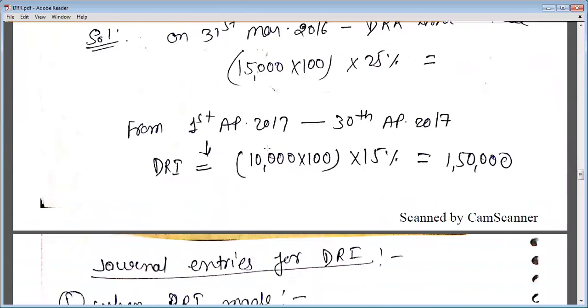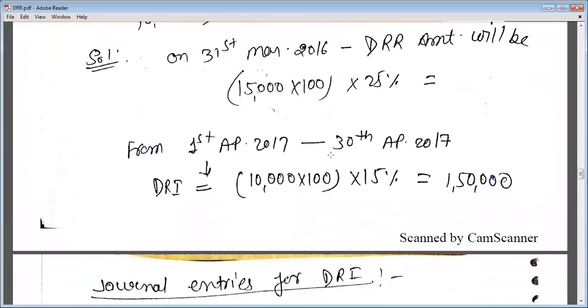Okay, so you are going to redeem 10,000 debentures, which you are going to redeem. Now DRI should be 15% of this amount, that is 1,50,000. So DRI has to be created of 1,50,000. That means up to 30th April 2017, you have to invest 1,50,000 in any government securities or any other security.